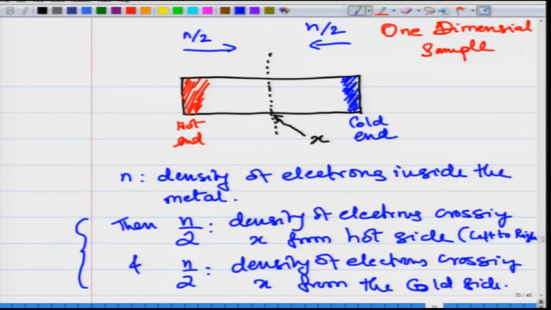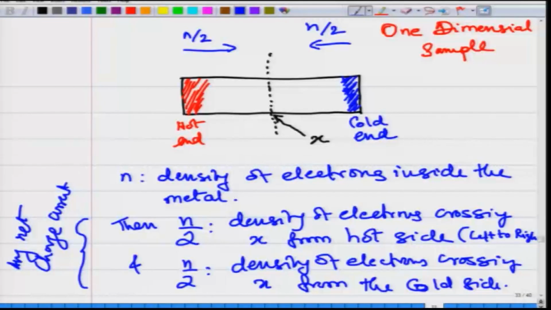moving from right to left, from the cold end to the hot end, so that across x you do not have any net charge current. There is an equal and opposite set of electrons, the velocities of electrons are equal and opposite across this point x. So, there is going to be no net charge current, the charge current is going to cancel out, and there will only be some heat current that you will see. So, n by 2 is the number of electrons which are moving from the hot end to the cold end as they are crossing x, and similarly n by 2 number of electrons at any instant of time are crossing the point x from the cold end to the hot end.